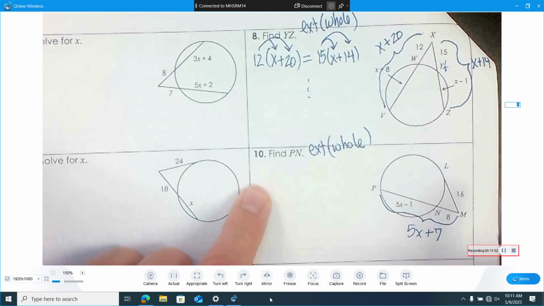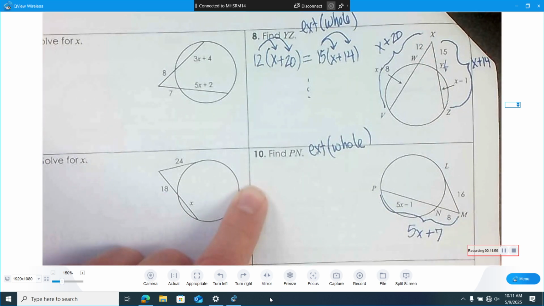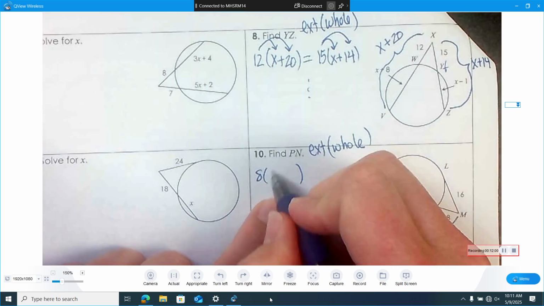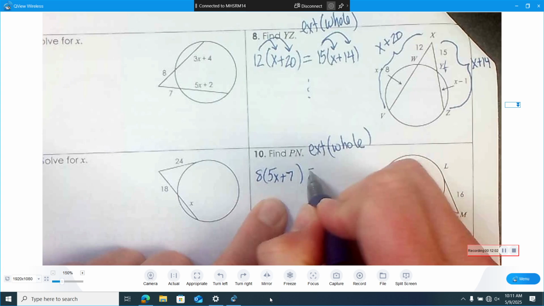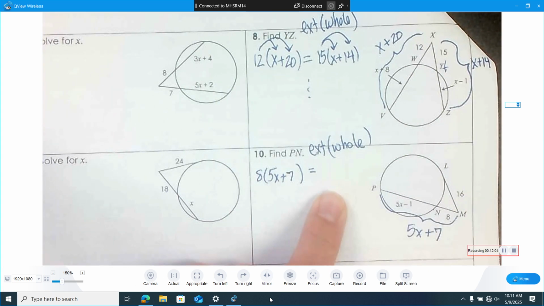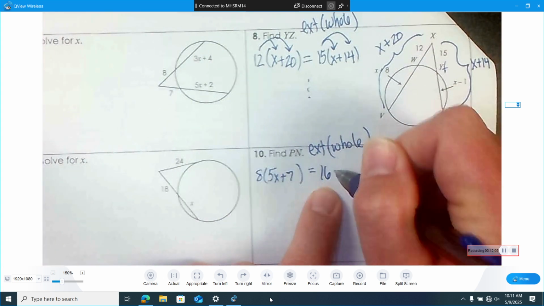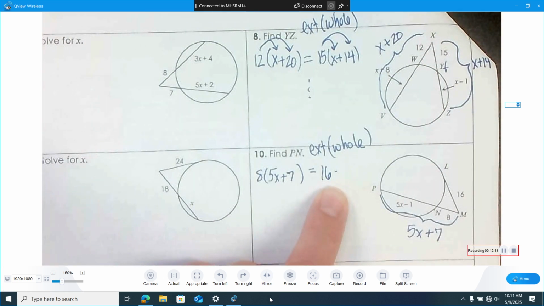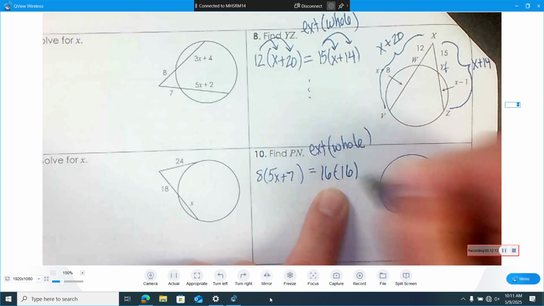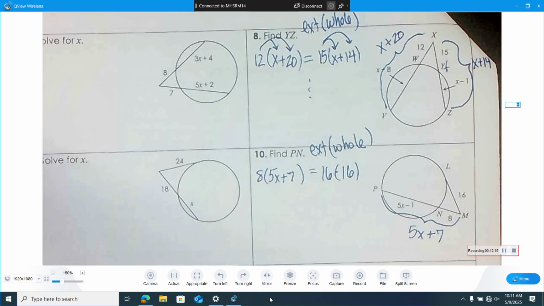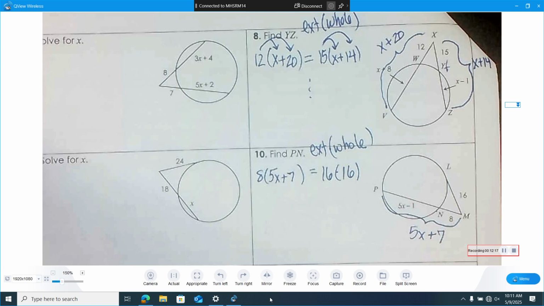Okay, so starting with that secant line, what's the exterior? 8. And what's the whole? 5x plus 7. Yeah, 5x plus 7. And that's going to be equal to my tangent line here. What's the exterior? 16. What's the whole? 16. Yeah, so it still works the same exact way, which is kind of nice.